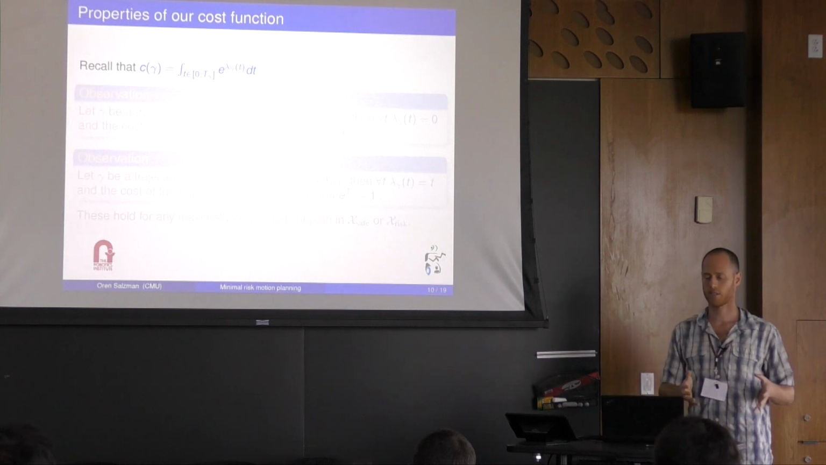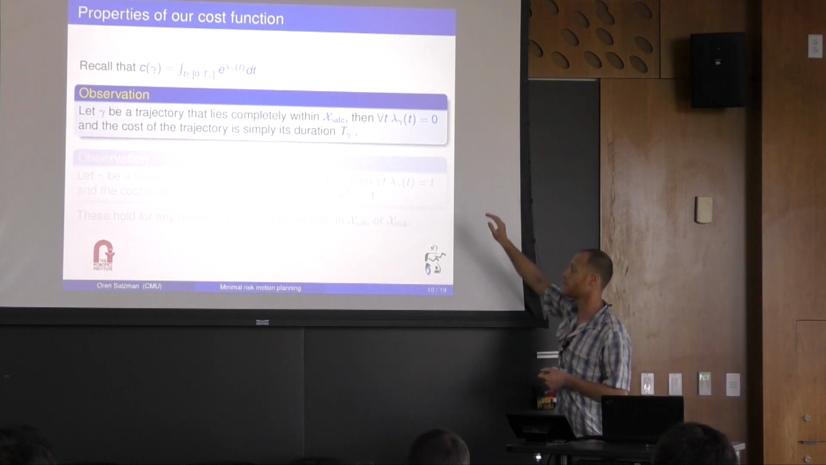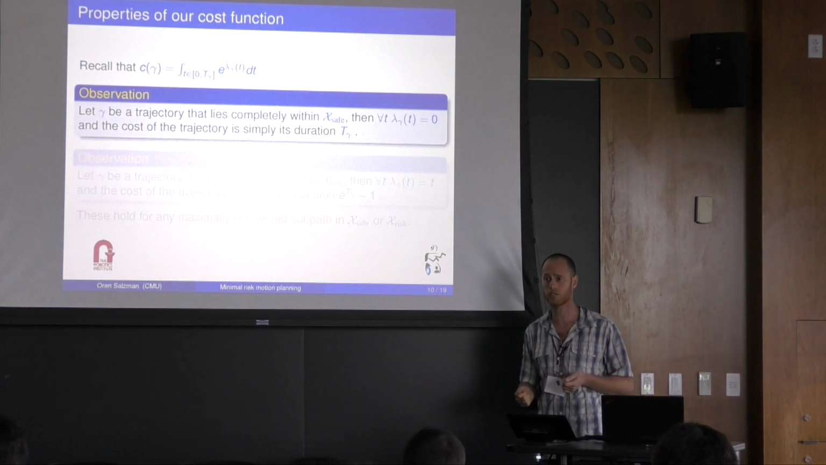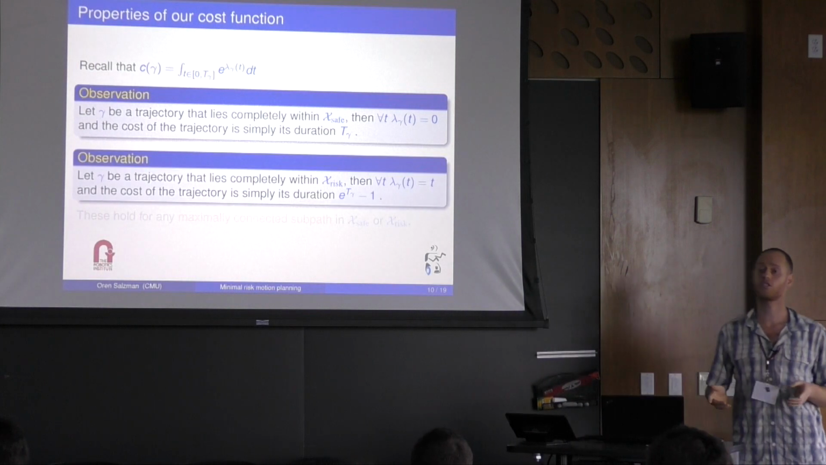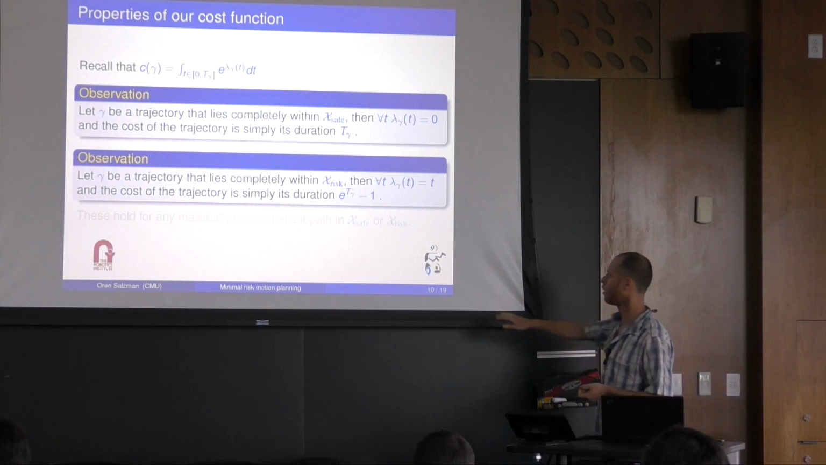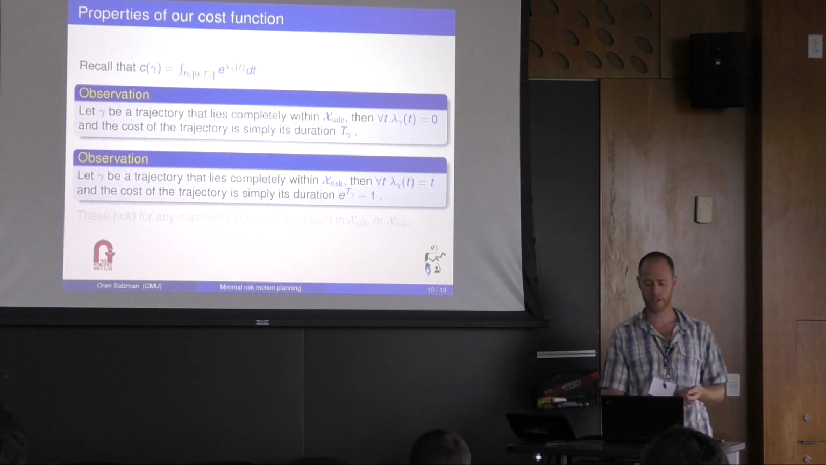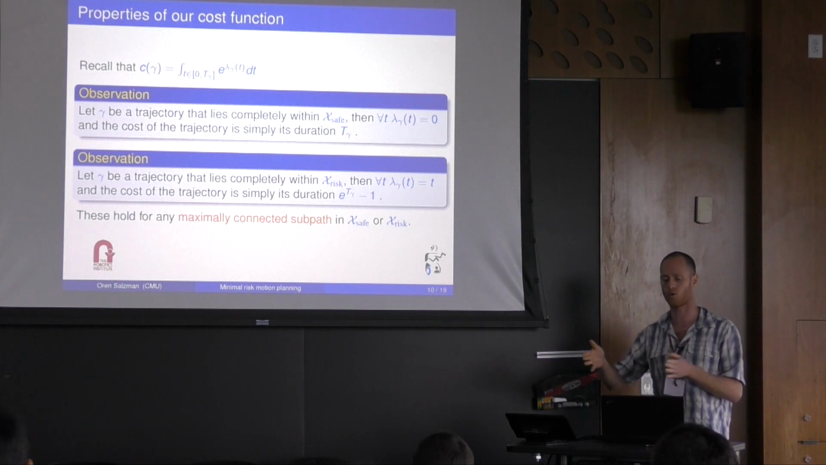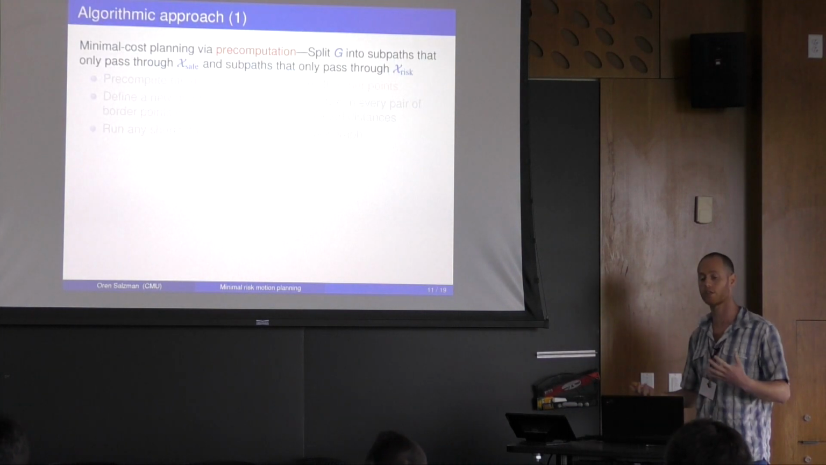However, the cost function does have some structure. If this is the cost function, note that if we're in the safe region, and this means that the current exposure time is 0, then the cost for this part of the trajectory is simply the duration, or its length. If the trajectory is only in the risk region, then we have an analytic solution for the cost. And these two natural and simple observations hold for any maximal connected subpaths that only stay in the safe or the risk region. So using these observations, we can present the first algorithmic approach, which is pretty straightforward.